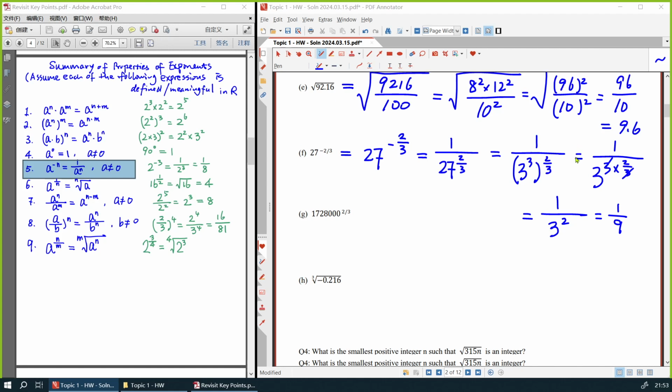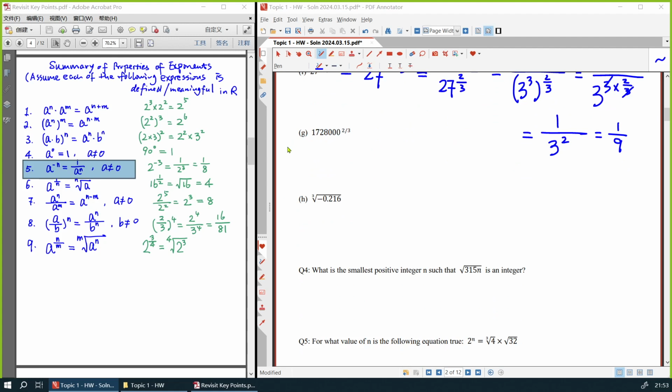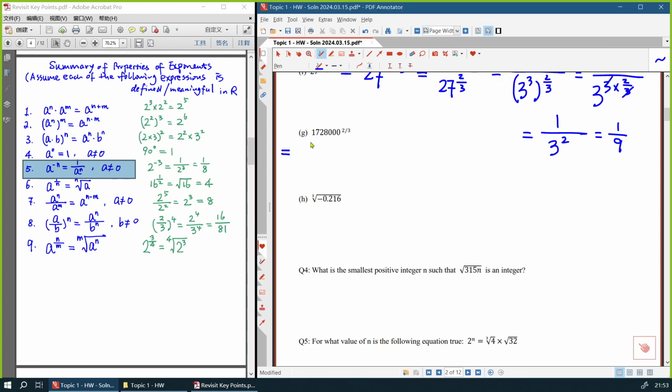Well, it seems that we might have a large number, right? But note that this number can be written as 1728 times 1000, then to the power of 2 thirds, right? You see that? And this will give you 1728 to the power of 1/3 times 1000 to the power of 2 thirds, right?